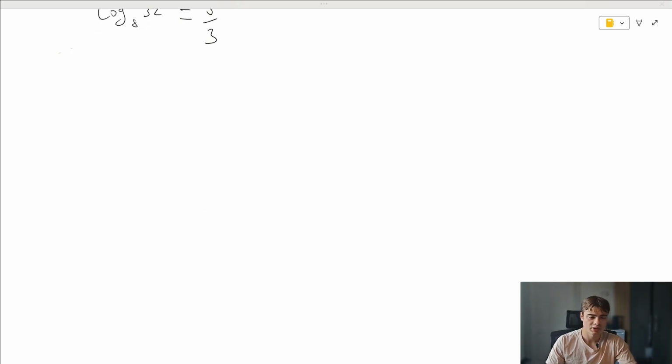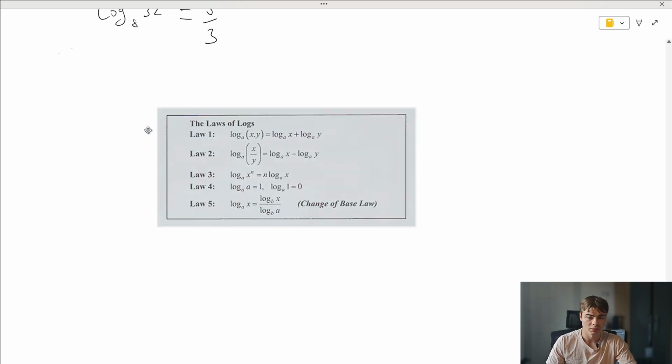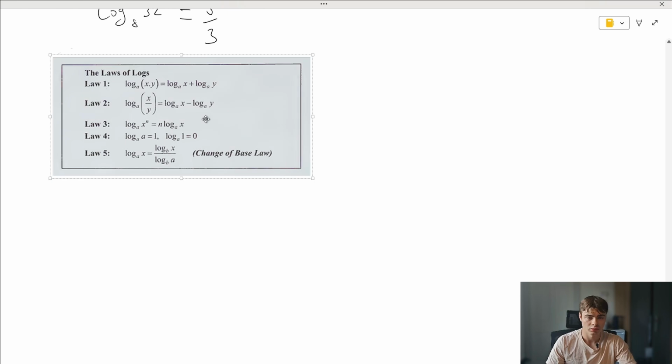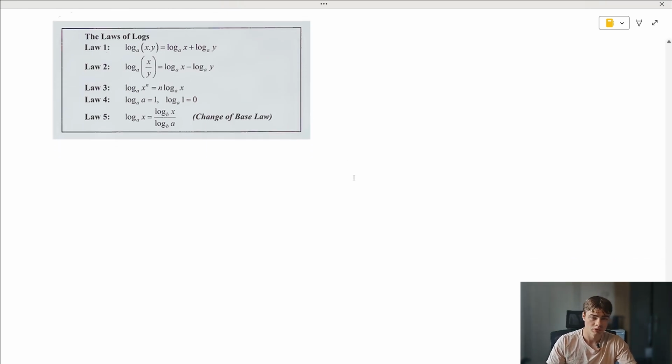Another thing that we have is loads of log rules. All of them are on the log tables, so you don't need to learn them off, but you need to know that they do exist. All of them are to the same base, the base a. The base stays the same most of the time.